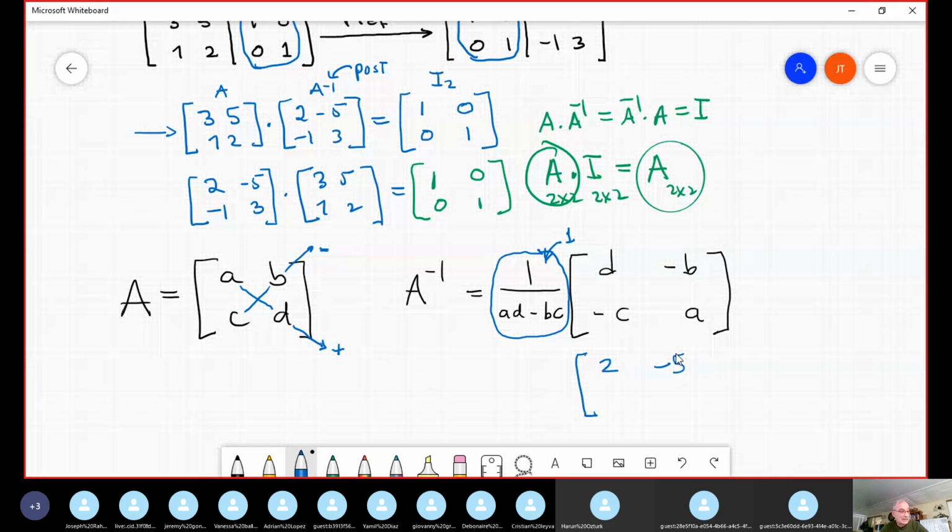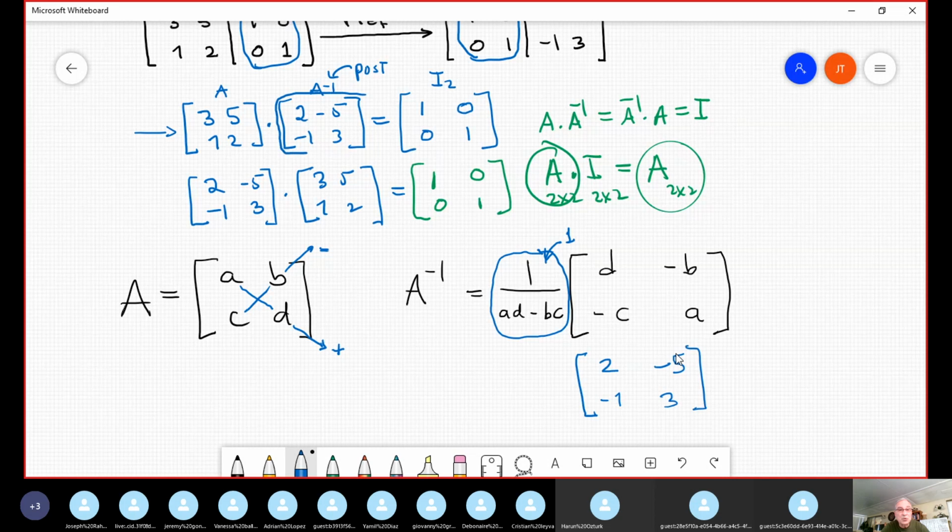Negative 1 is negative 1, no. Is negative C. C is 1, negative 1. And A is 3. Wow. Look, we get the same answer, without doing echelon, no.